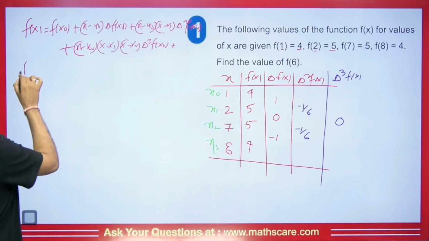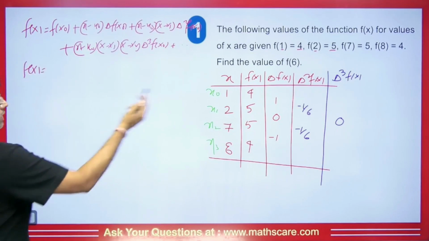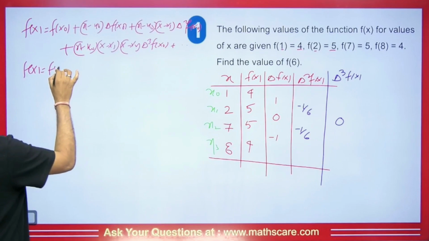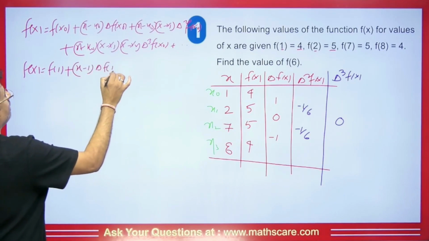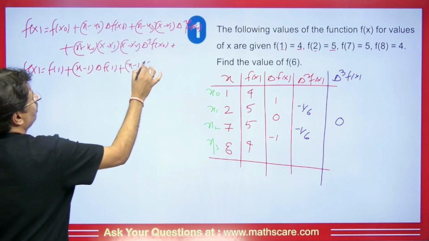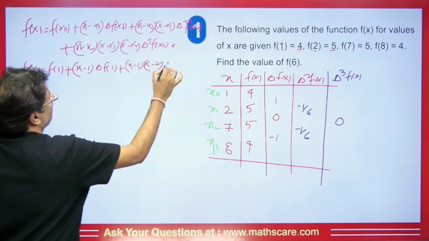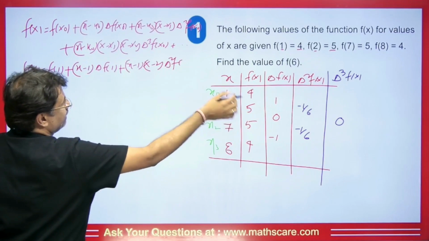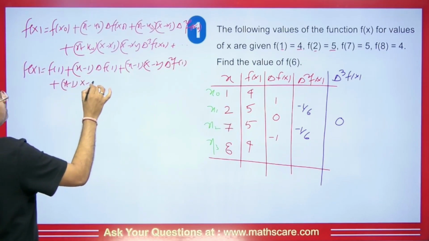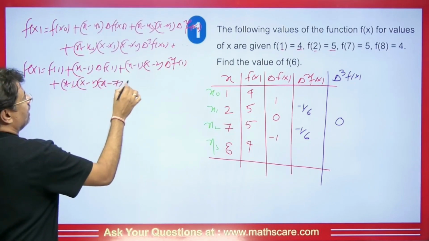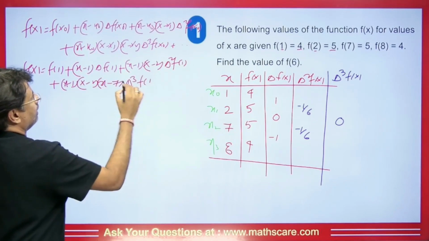So students, what we will do here is, fx is equal to fx where x0 is 1. So we will get f1 plus x minus 1 into del f1 plus x minus 1 into x minus 2 times del square f1. Plus x minus 1, x minus 2, x minus 7, and del cube f1 will come. We will do it this way here.